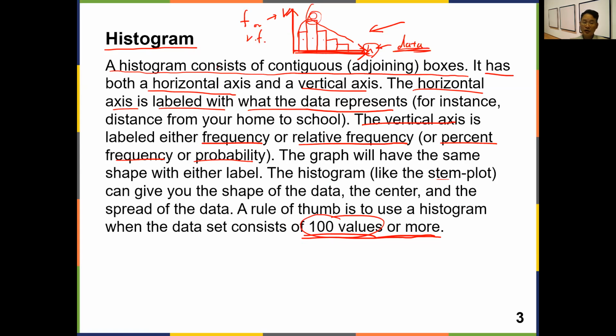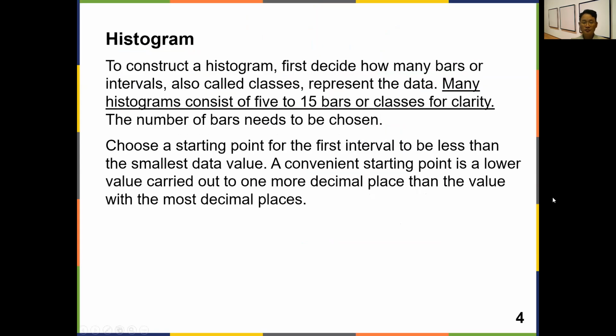So this is a quick overview of the histogram. We didn't actually learn how to build this one yet. So for a histogram, you need to figure out how many bars you are going to use. Sometimes this is called a bar, but more often it's called a class. How many classes are you going to use?